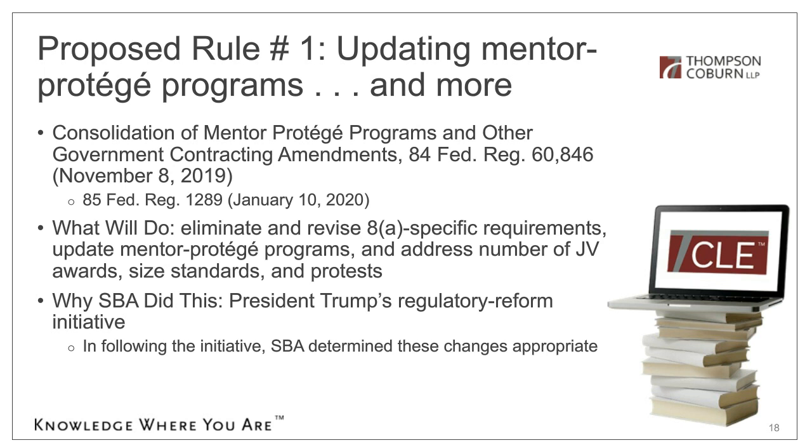The rule also is going to address a number of JV-related items, or joint venture-related items, so joint ventures between a small business and other smalls, or a joint venture between a small business and a large business. It's also going to address some size standards and protests again. SBA said they were doing this in response to President Trump's regulatory reform initiative, and following that initiative, SBA determined that these changes were going to be appropriate for them.